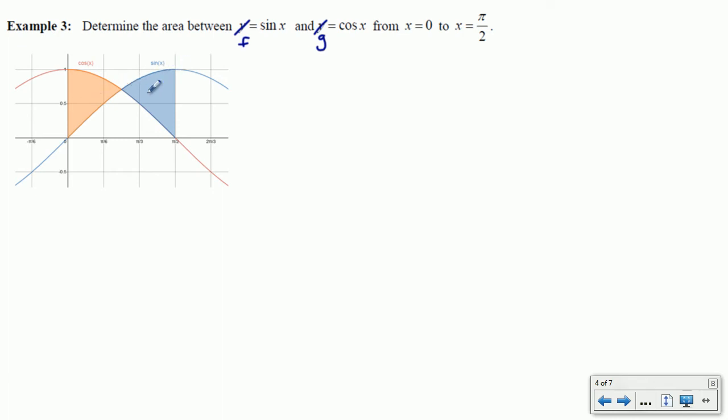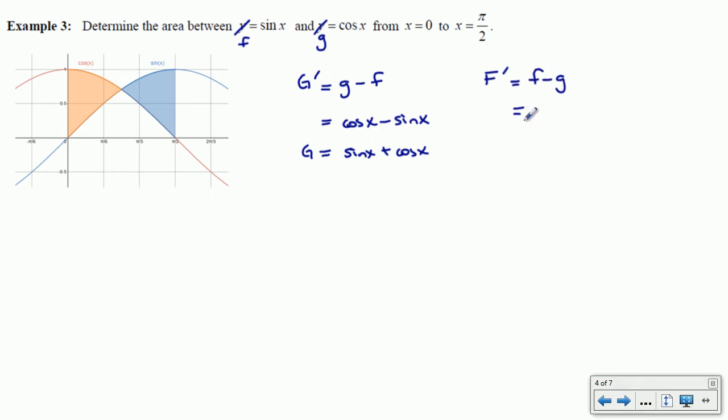So if we want these two areas to be positive, we should probably define two regions, the first being from 0 to pi over 4. So we'll define a function capital G as little g minus little f. So that would be cos x minus sine x, which would mean the antiderivative would be positive sine x plus cos x. And the other interval from pi over 4 to pi over 2, we're going to define a capital F as f minus g. So that'll be sine x minus cos x, which means capital F will be negative cos x minus sine x.